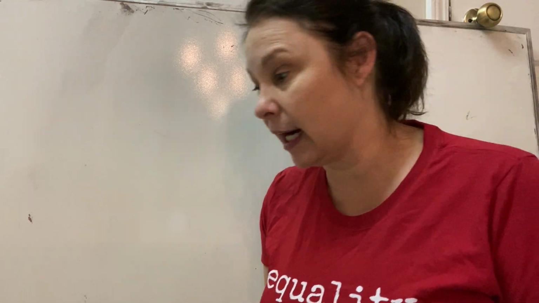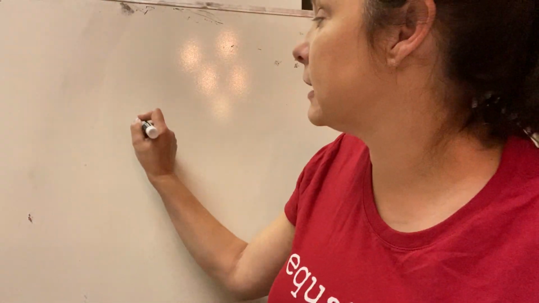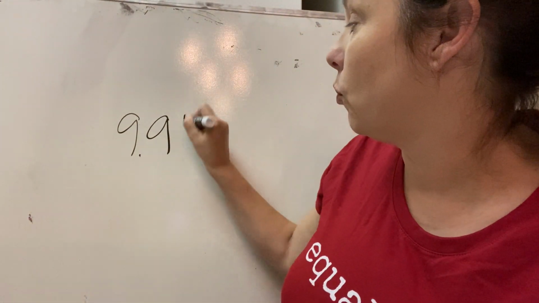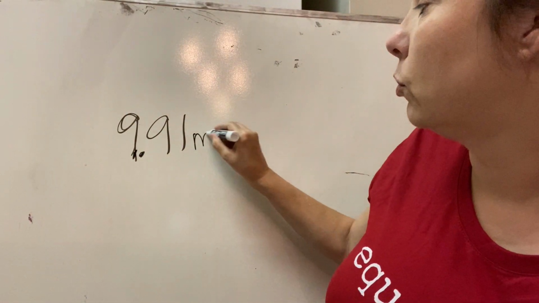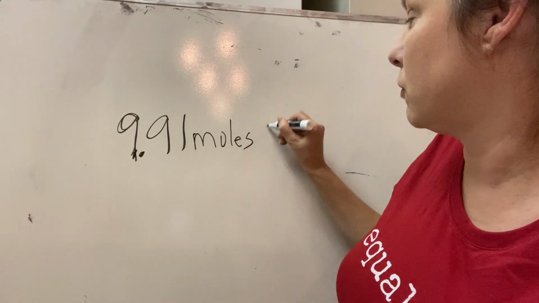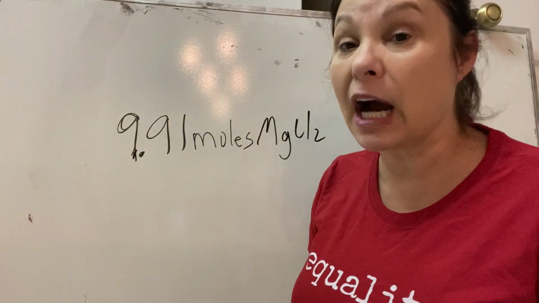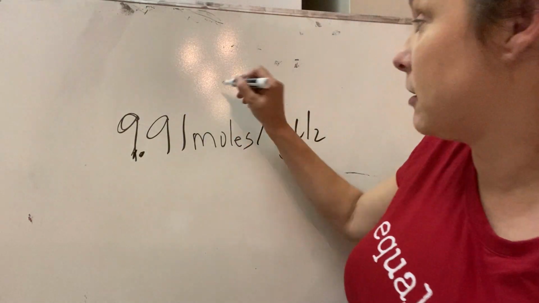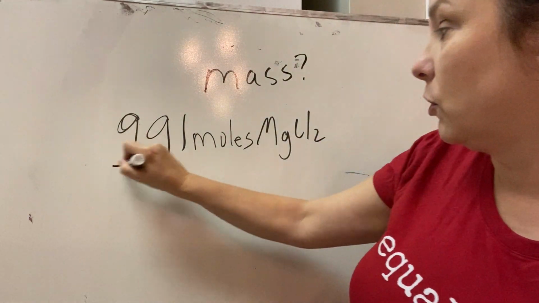All right? So the very first one on your study guide says, what is the mass of 9.91 moles of magnesium chloride. And I even give you the formula, MgCl2. All right? And again, I want to know the mass of that. I am asking for the mass of that.